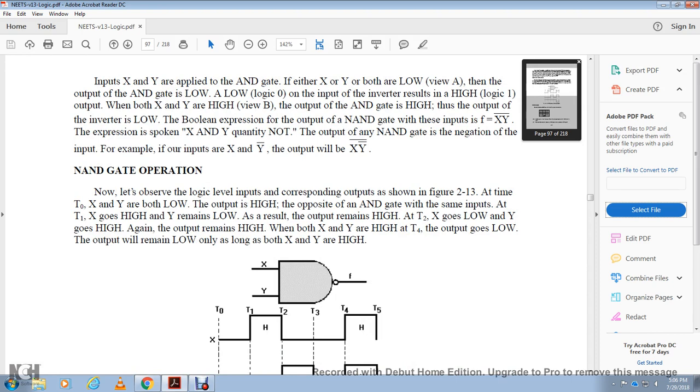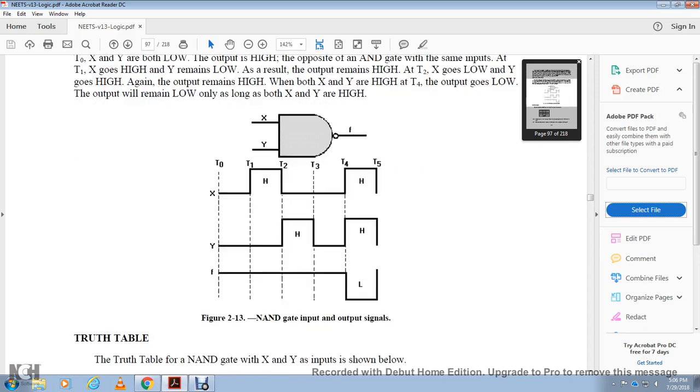Now let's prove the logic level of the corresponding output shown in figure 213. At time interval 0, with X and Y both low, the output is high, the opposite of the AND gate with the same input. At time interval 1, X goes high, but Y remains low, with the result that the output is high. At time interval 2, X goes low and Y goes high. Again, the output remains high. At time interval 3, both X and Y are high. At time interval 4, the output goes low, and the output will remain low only as long as X and Y are both high.